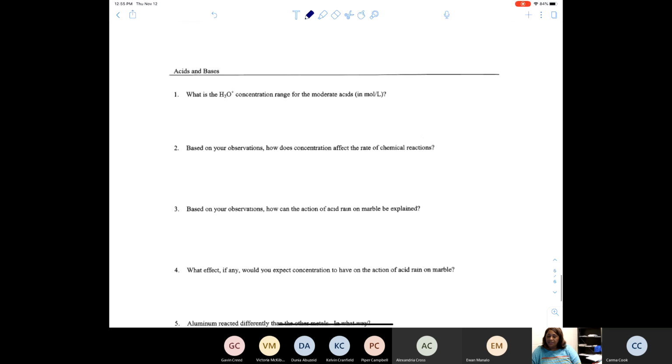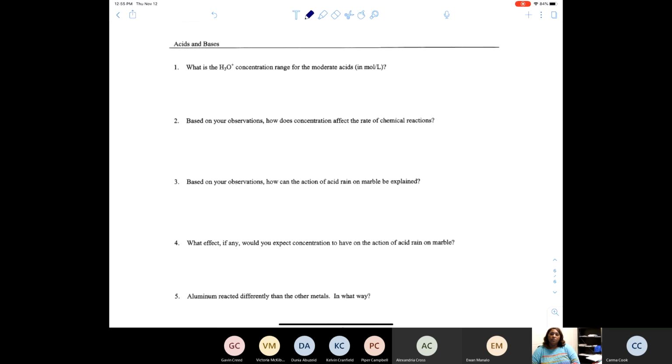And so the last thing that you need to do before you upload your report form as a single document is to answer questions 1 through 6. Any questions about numbers 1 through 6? Did you discuss those with your group members? And so question 1 asks you about the H3O plus concentration range for moderate acids.